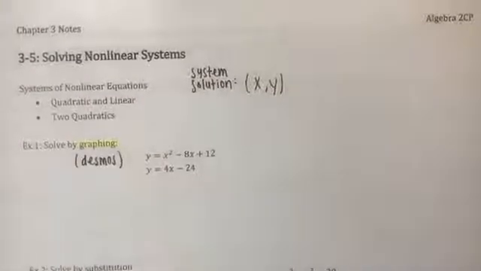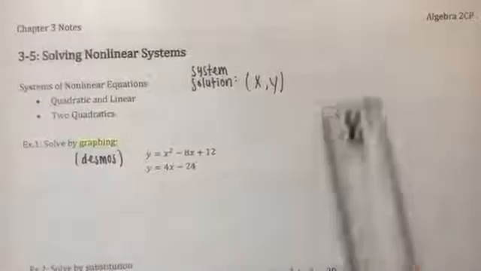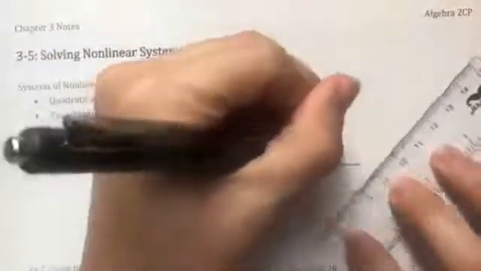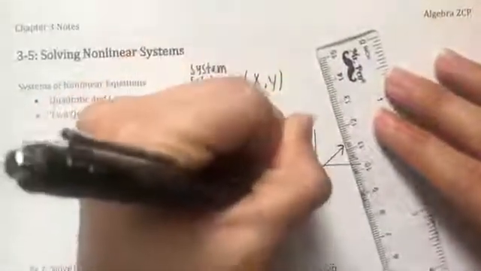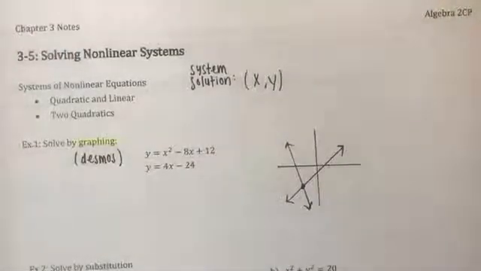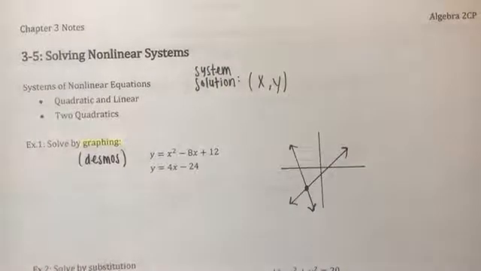So the first type is to solve by graphing, and that's kind of like you probably remember from Algebra 1 when you first learned to solve by graphing, and you were just looking for the intersection point. So whatever the intersection point was, that was your solution. You can do the same thing here. It'll just be a parabola and a straight line, or two parabolas where they intersect.